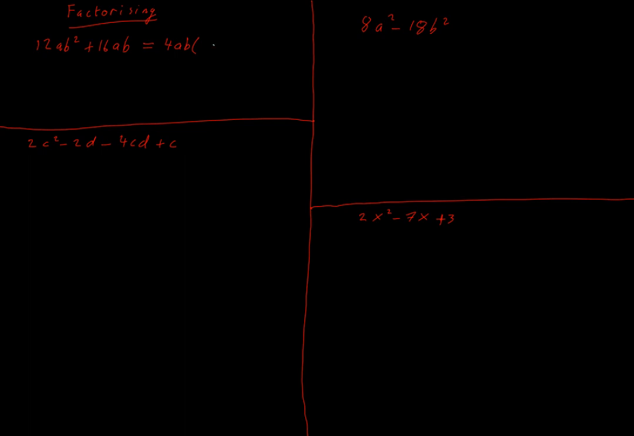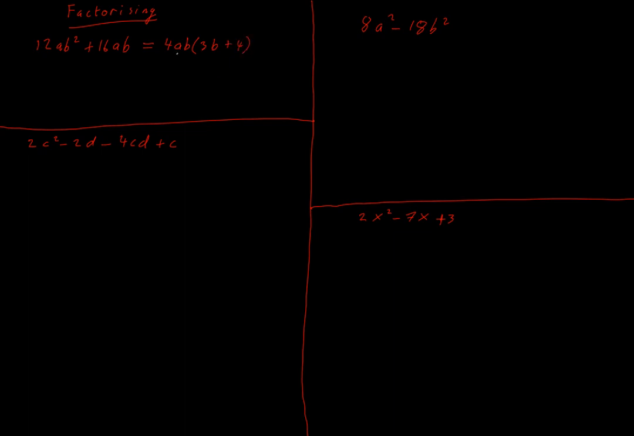And now I'm going to fill in my bracket here. So I have my common factor written here. I open up my bracket and then I ask myself a question. What would I have to multiply 4ab by to end up with 12ab squared? I would have to multiply it by 3b. And then likewise with my second term, what would I have to multiply 4ab by to end up with 16ab? I would have to multiply it by plus 4.